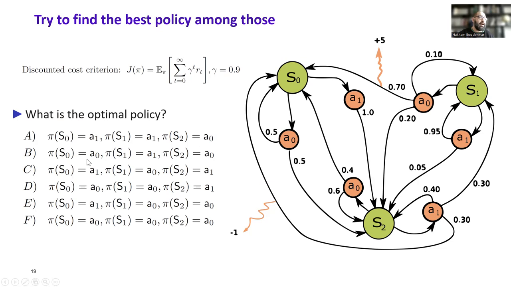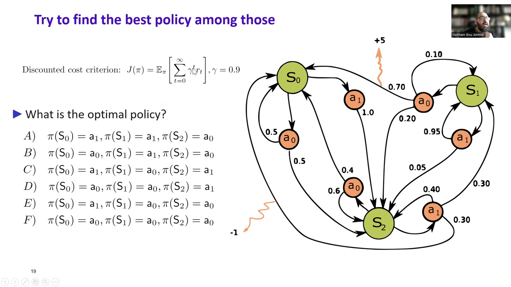Can you find the best policy out of those? Which one is the best? How would you think about this problem? Well, for each of those policies, you could compute J of pi. So for each of those policies, you can compute the quality of that policy. Depending on which policy has the highest quality, you would be able to identify the best policy. The best policy will have the highest discounted criterion, because that's what we are interested in in this question.